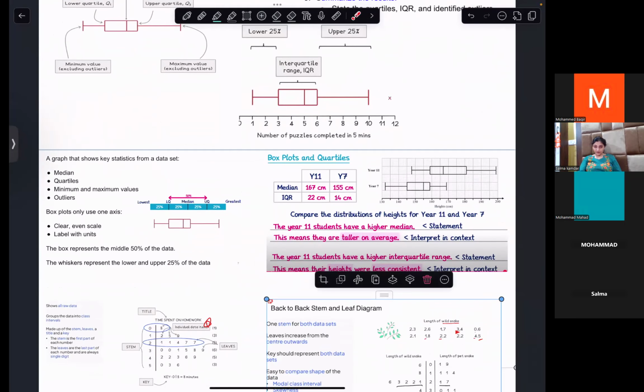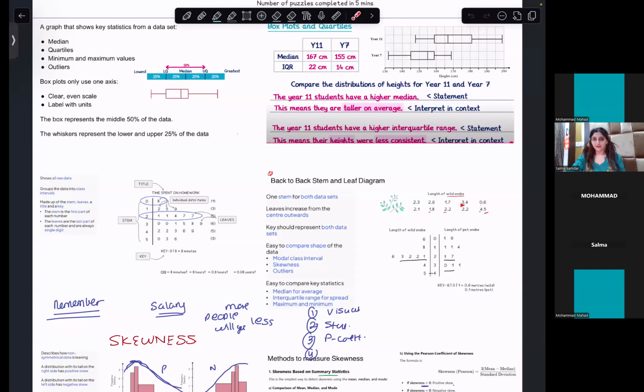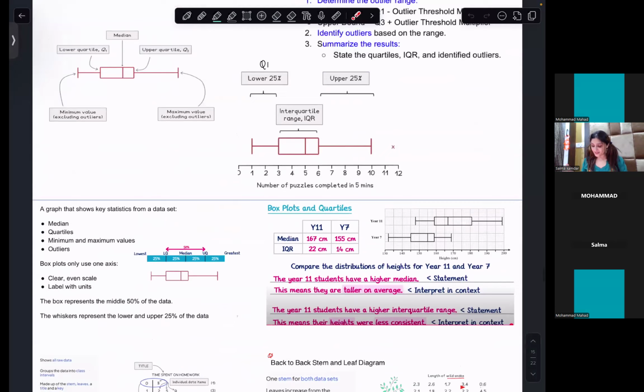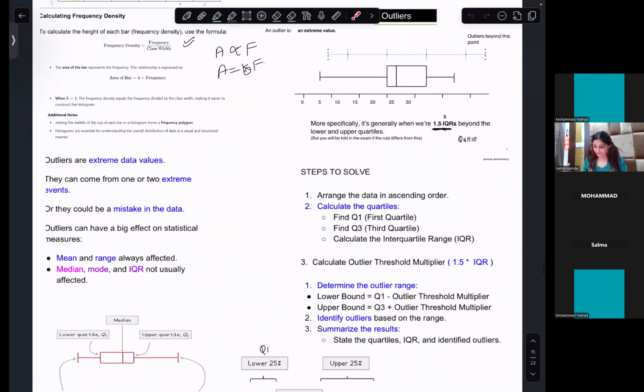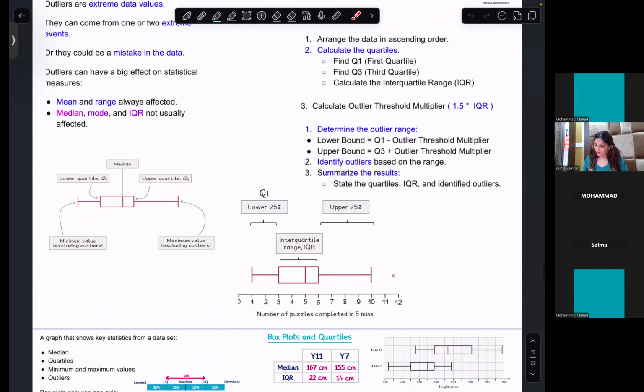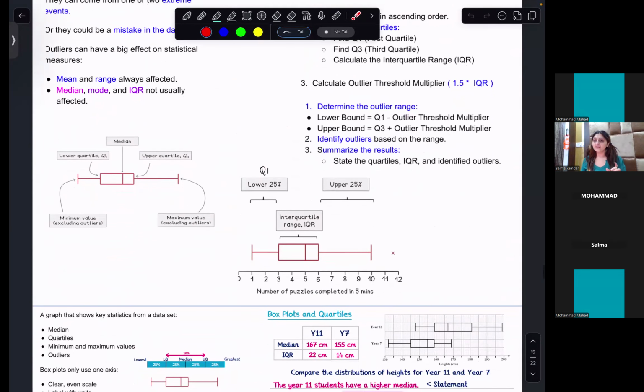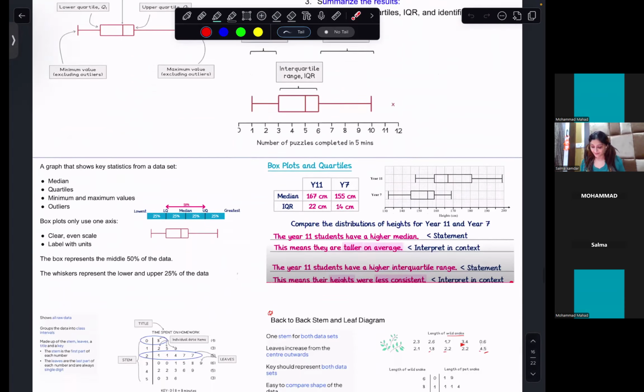Very good. So we finished revising outliers and box plots. We first had histograms. We discussed what histograms are, and we discussed outliers. In outliers, the main thing is that you have to find the OTM, outlier threshold multiplier, calculate the lower bound and upper bound, and then clearly define your outlier. Sometimes they ask you whether it is an error or valid data, so you have to see the context of the question and try to explain it.